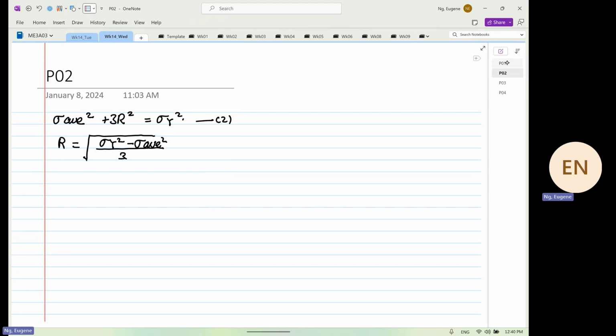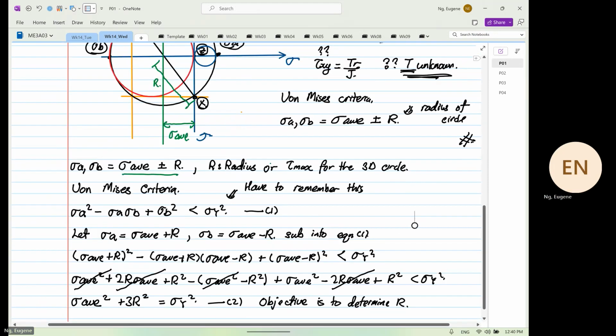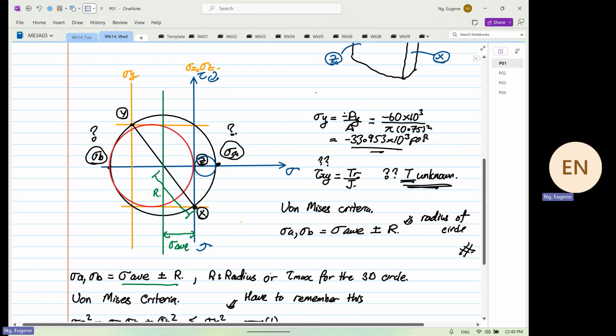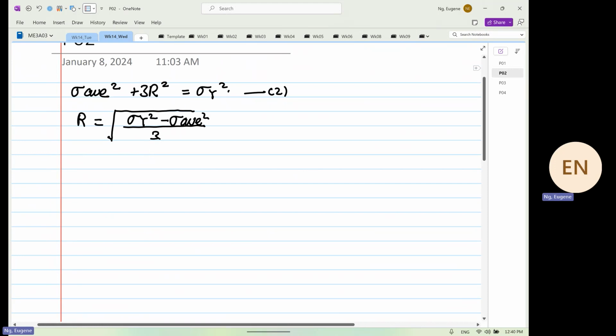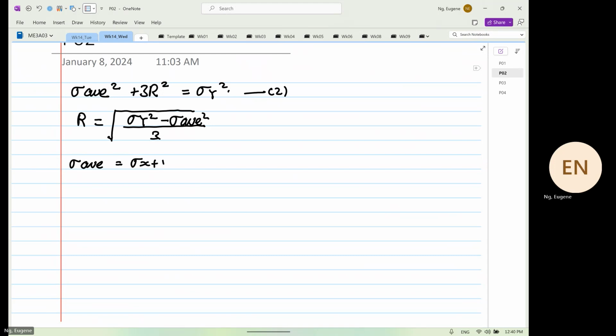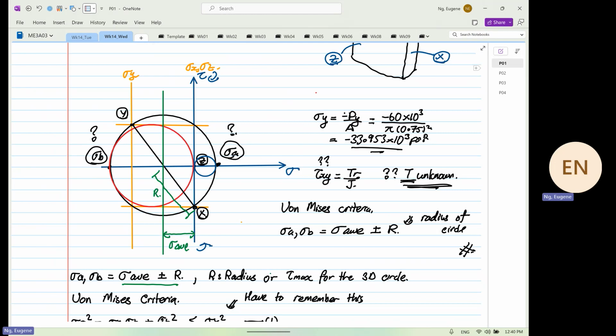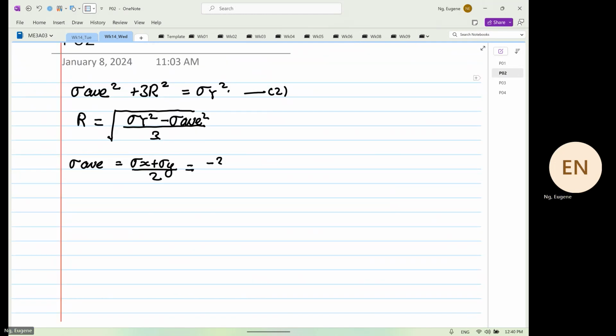Did we determine stress average before? Let me see. Nope, not yet. We can determine stress average. Stress average is basically stress X plus stress Y divided by 2. So first, we're going to determine stress average. This happened to be equal to minus 33.953 divided by 2.